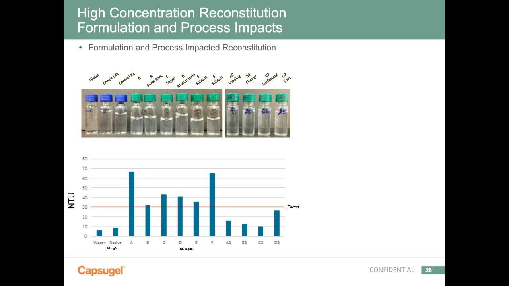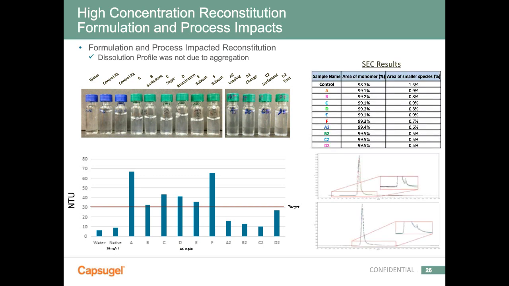So each one of those solutions, we looked at them to see why we were getting impacts on turbidity or particulate counts. It ended up not actually being associated with aggregation by SEC. So these were almost soluble aggregates or soluble materials within the solution that were giving us particulates and not associated with protein instabilities. So, an interesting finding in this case.